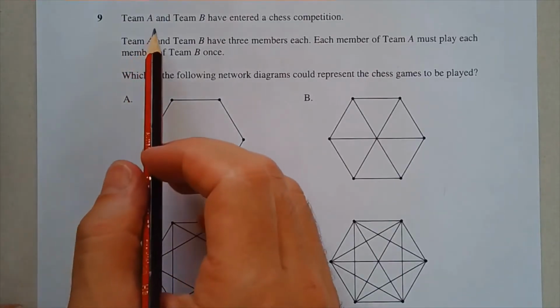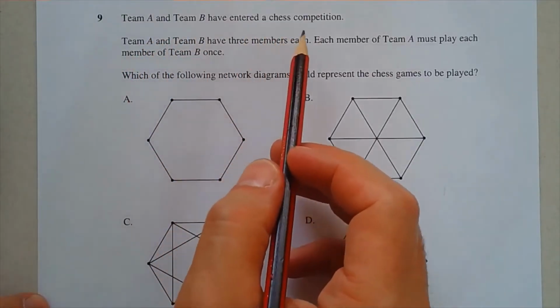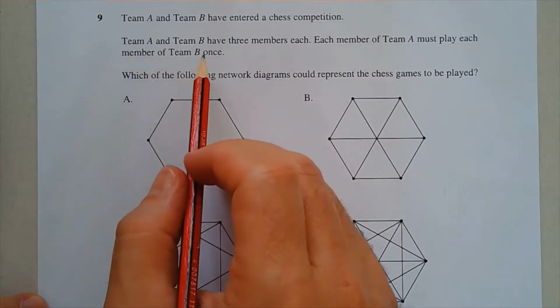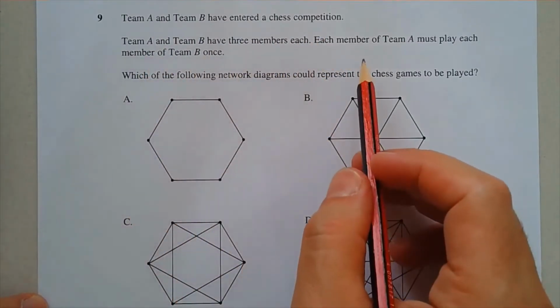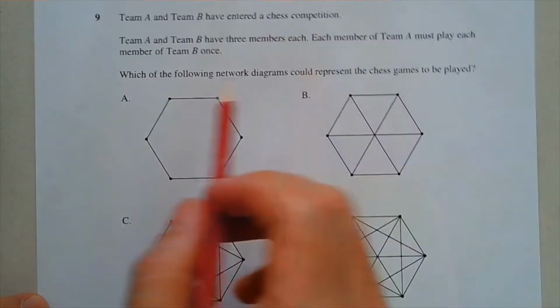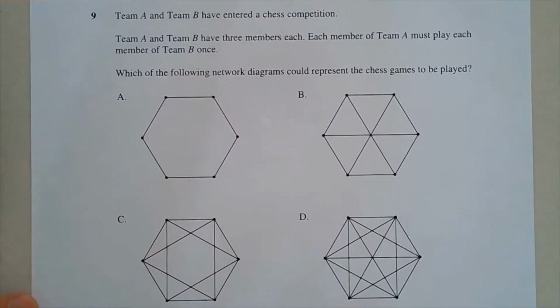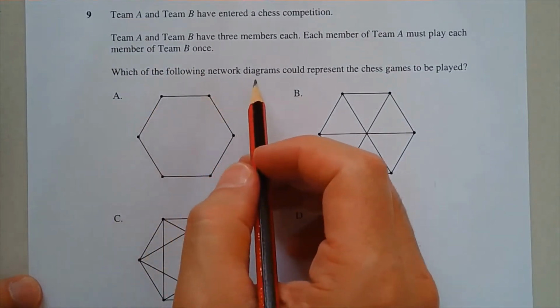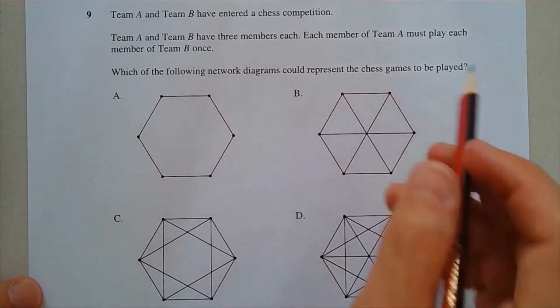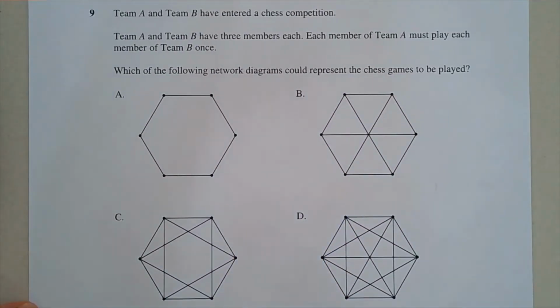Question 9. Team A and Team B have entered a chess competition. Team A and Team B have 3 members each. Each member of Team A must play each member of Team B once. Which of the following network diagrams could represent the chess games to be played? So this one, probably best to sort of visualize what's going on here.